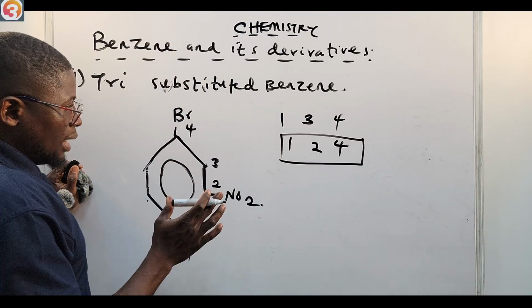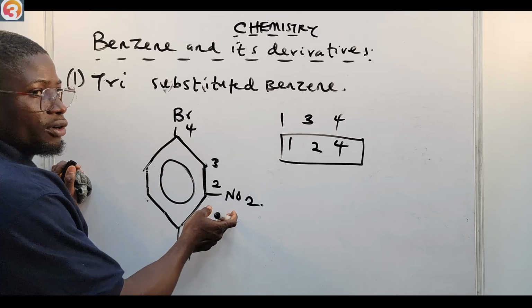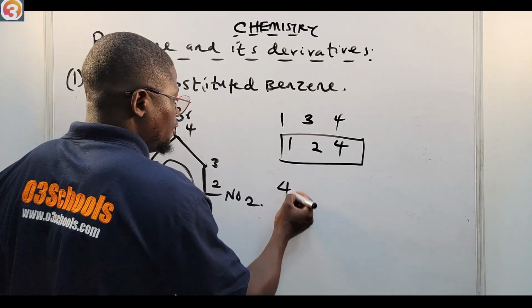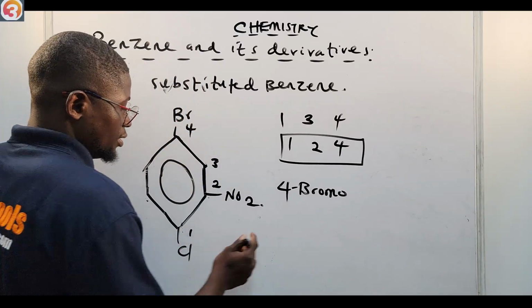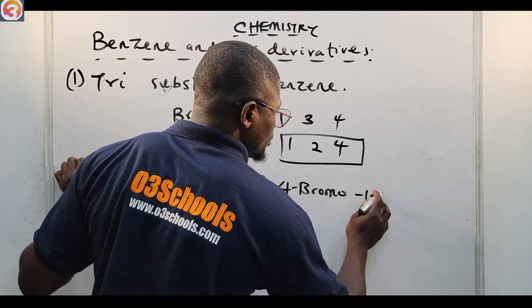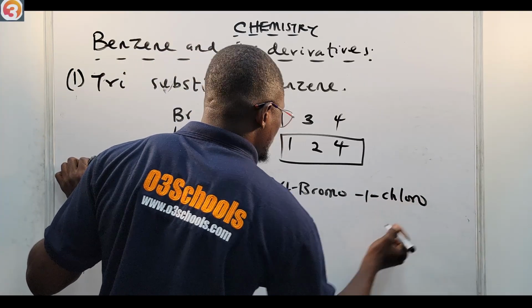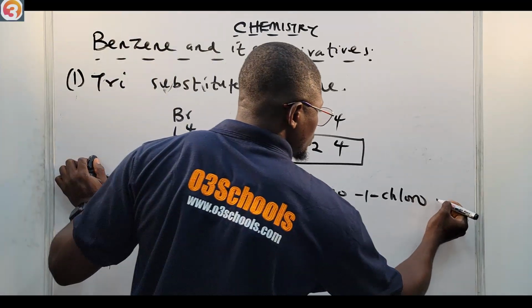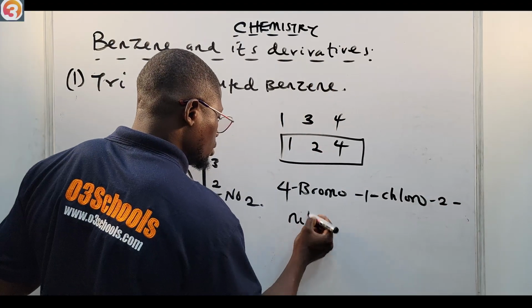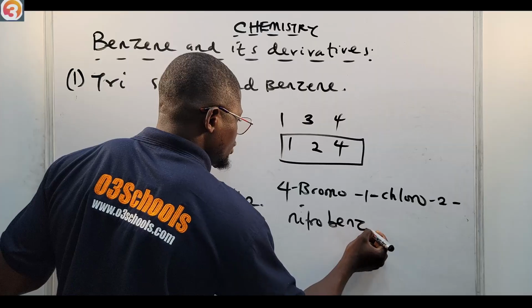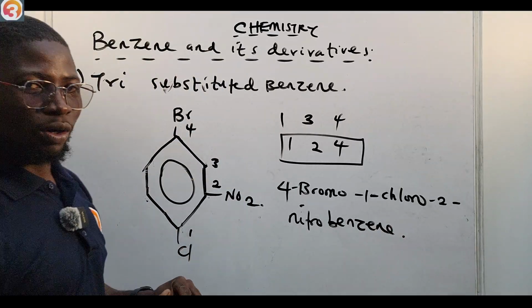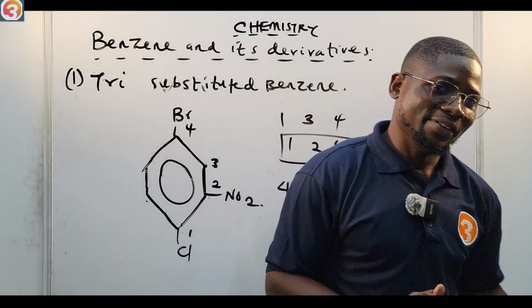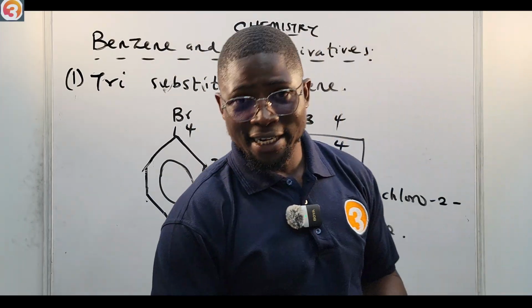So as usual, bromine will come first before chlorine before nitro. So I'm going to have 4-bromo, then 1-chloro, and then 2-nitro, nitrobenzene. It's as simple as ABC. So this is how we name benzene and its derivatives. Very, very easy and interesting too.